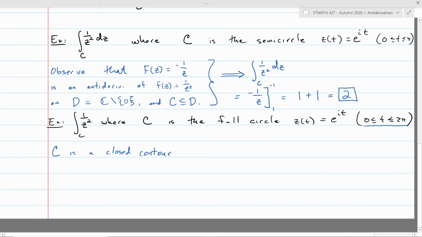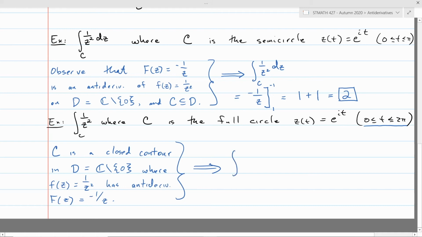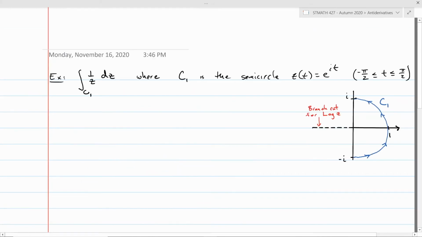So C is a closed contour in that domain D equals the complex plane minus 0, where little f of z equals 1 over z squared has antiderivative big F of z equals negative 1 over z. So the previous theorem tells us that the integral around this curve is 0. I could confirm it by plugging the parameterization into the curve and actually working out the integral in terms of the definition of contour integral, but it's unnecessary. The theorem guarantees it. We'll get 0.